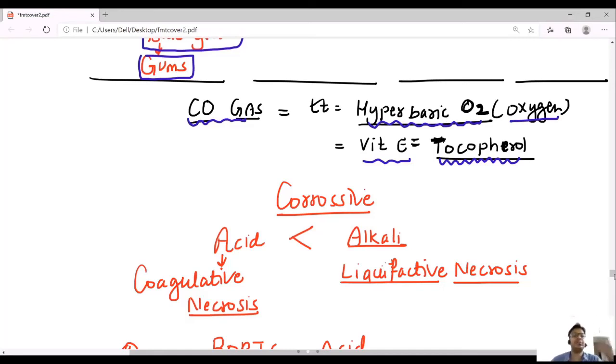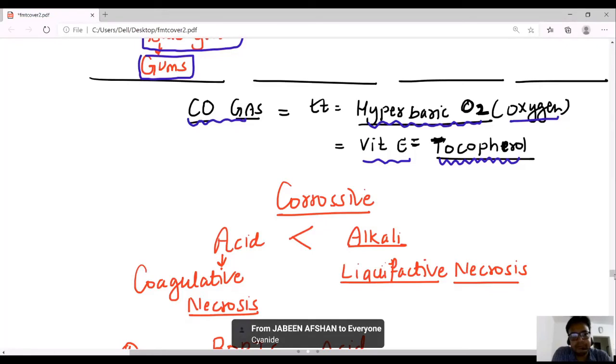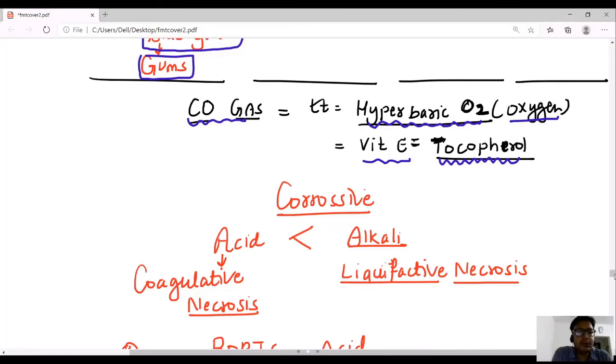Doctor, I am putting four questions before you. I am just mentioning a vitamin and you tell in which poison it is used. Let's see how much you remember. Vitamin B12 is used in. Anyone? Cyanide. Yes, absolutely right. B12 is used in cyanide. Vitamin B12 done. Vitamin K is used in.